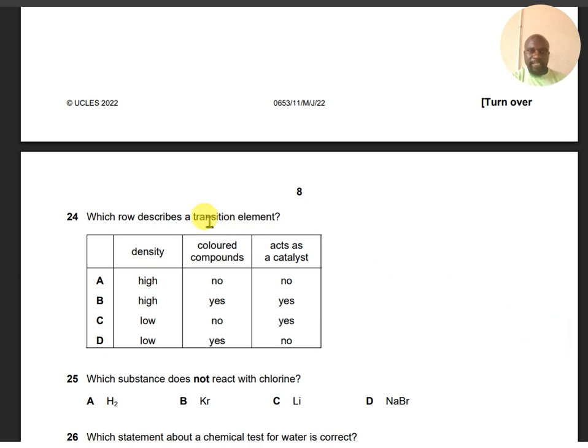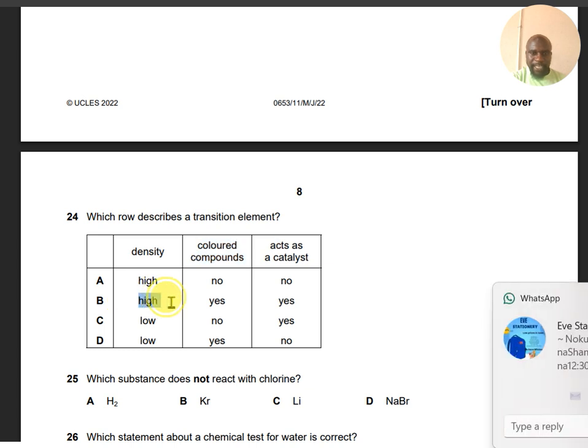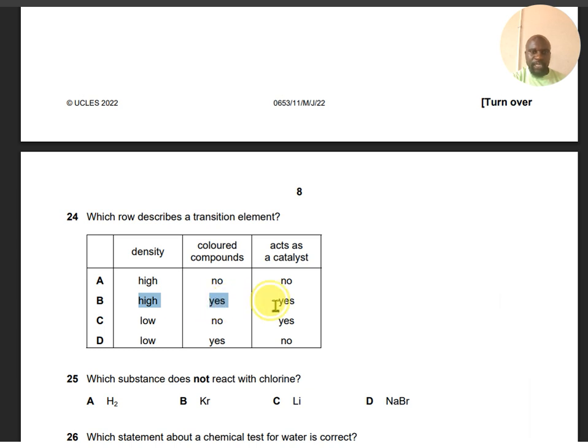Which row describes a transition element? On number 24, we want to check density high. Of course, we can start with the high density. Colored compounds, no, yes. Then acts as a catalyst, yes. So which row describes a transition element? A transition element should have high density, should form colored compounds, and also act as a catalyst. So those are the characteristics of a transition element, as you can check in the periodic table. So for number 24, the correct answer is B.